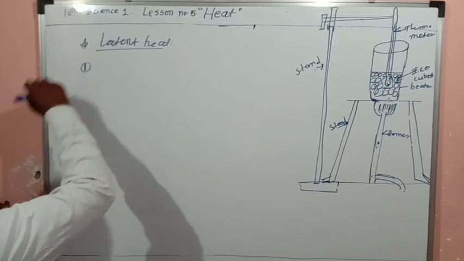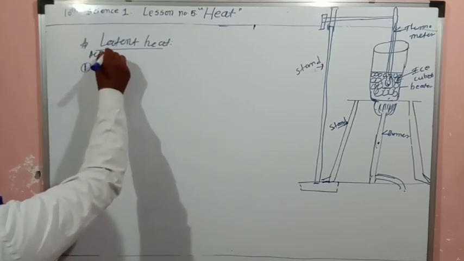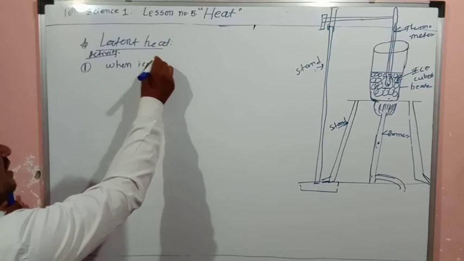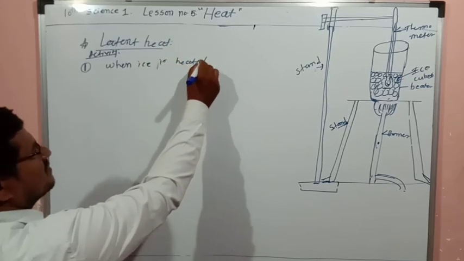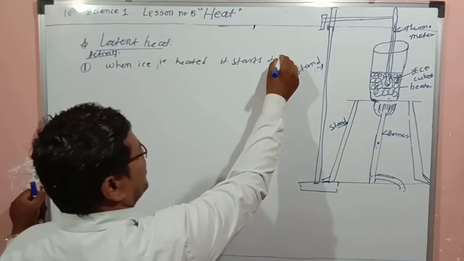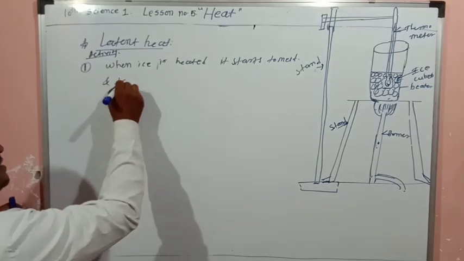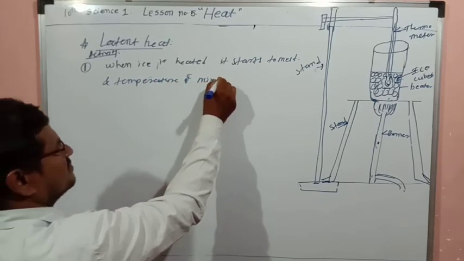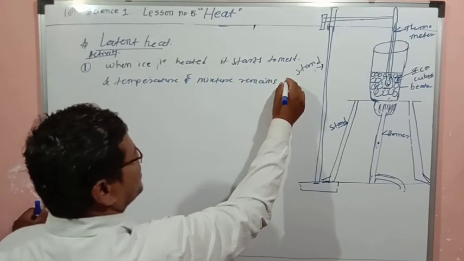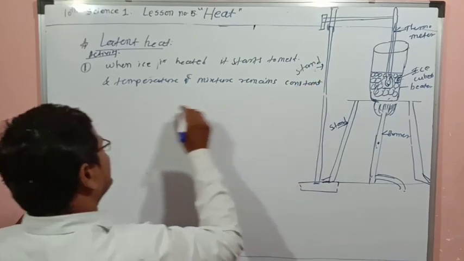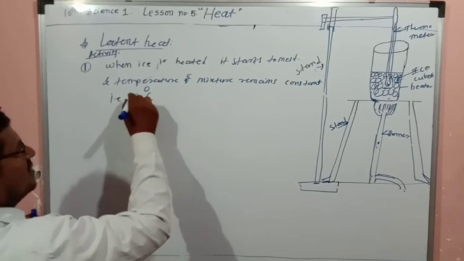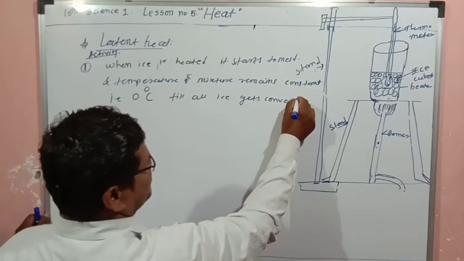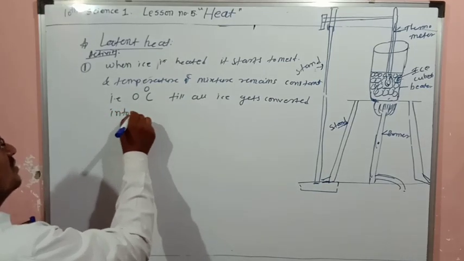So first point of that activity, or that particular experiment: when ice is heated, it starts to melt, and the temperature of the mixture remains constant, that is 0 degrees Celsius, till all the ice gets converted into water.